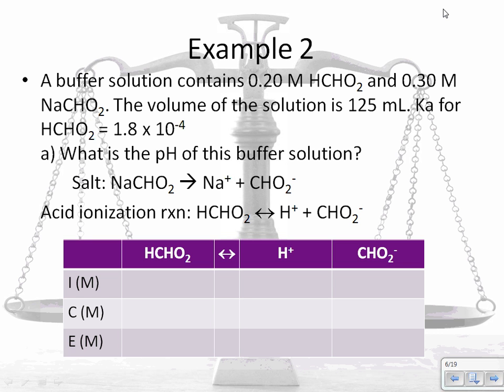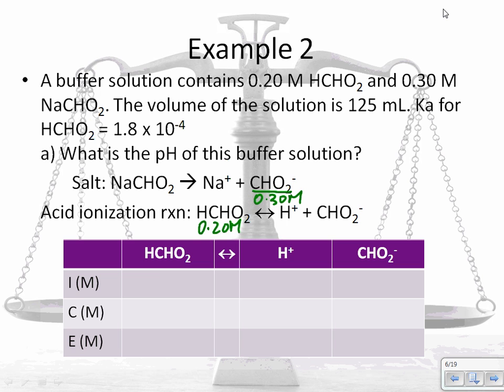This is exactly the same as what we just did, except in this case we're dealing with an acid. So you have a salt, which will completely dissociate, and you have an acid, which won't completely ionize. So my concentration of the salt is the same as what's given in the question, 0.30 molar. My concentration for my acid is also the same as what's given in the question. If you want, I can redo the ICE chart with respect to the buffer and show you how that works.